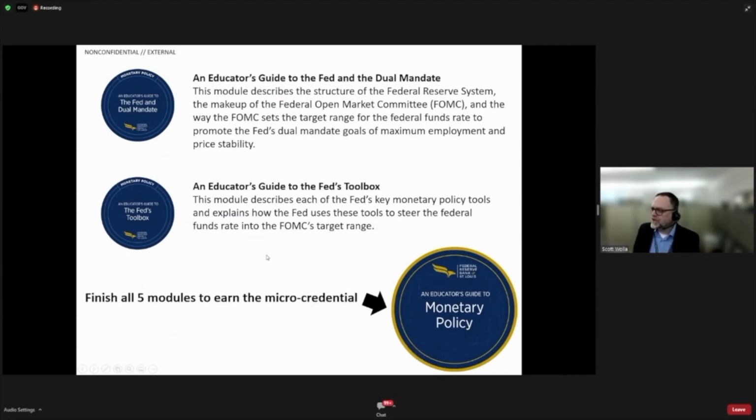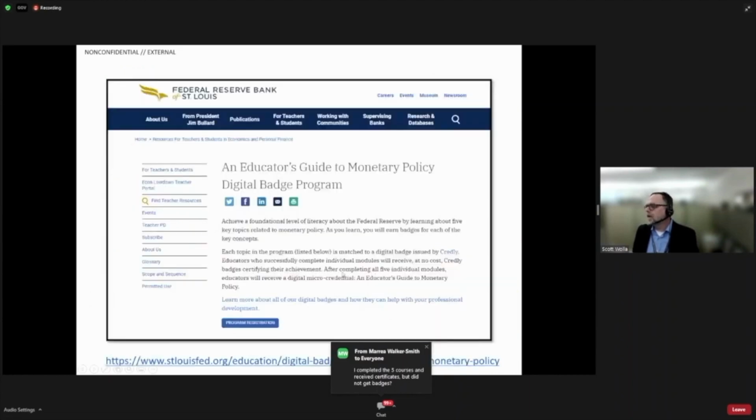And then you go through the next one, which is the Fed and the dual mandate, which is an introduction to the Federal Reserve System, but really the policymaking side of the Fed. So we talk about the Federal Open Market Committee, and then we get to the Fed's toolbox, and that's where you really dive in and learn about each of these tools individually and how they're used. And once you've earned each of these 5 badges, you'll earn an additional micro credential. This is a digital badge that you can share on LinkedIn or put under your email line. In fact, if you send me an email, my response has my little badge right underneath my email signature.